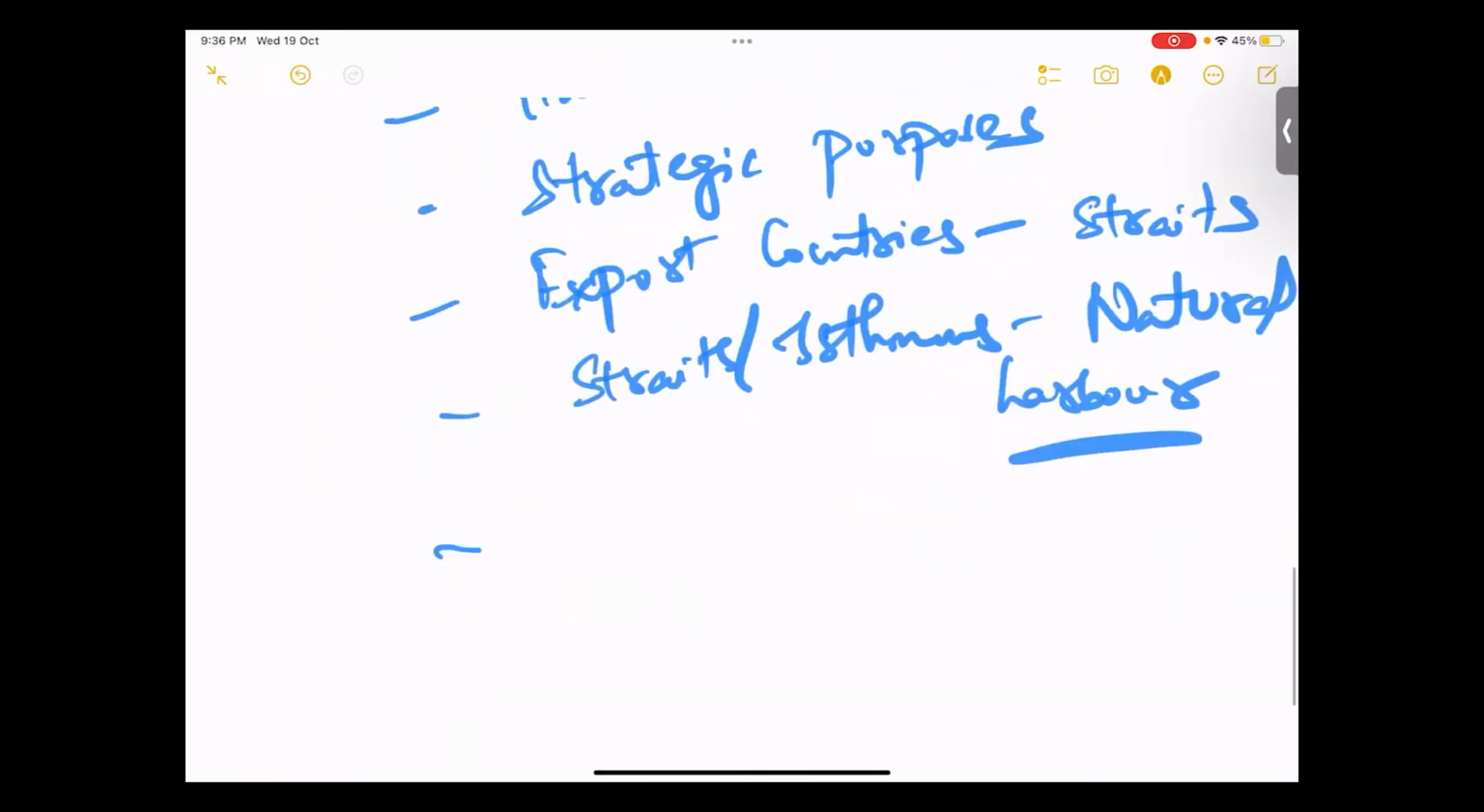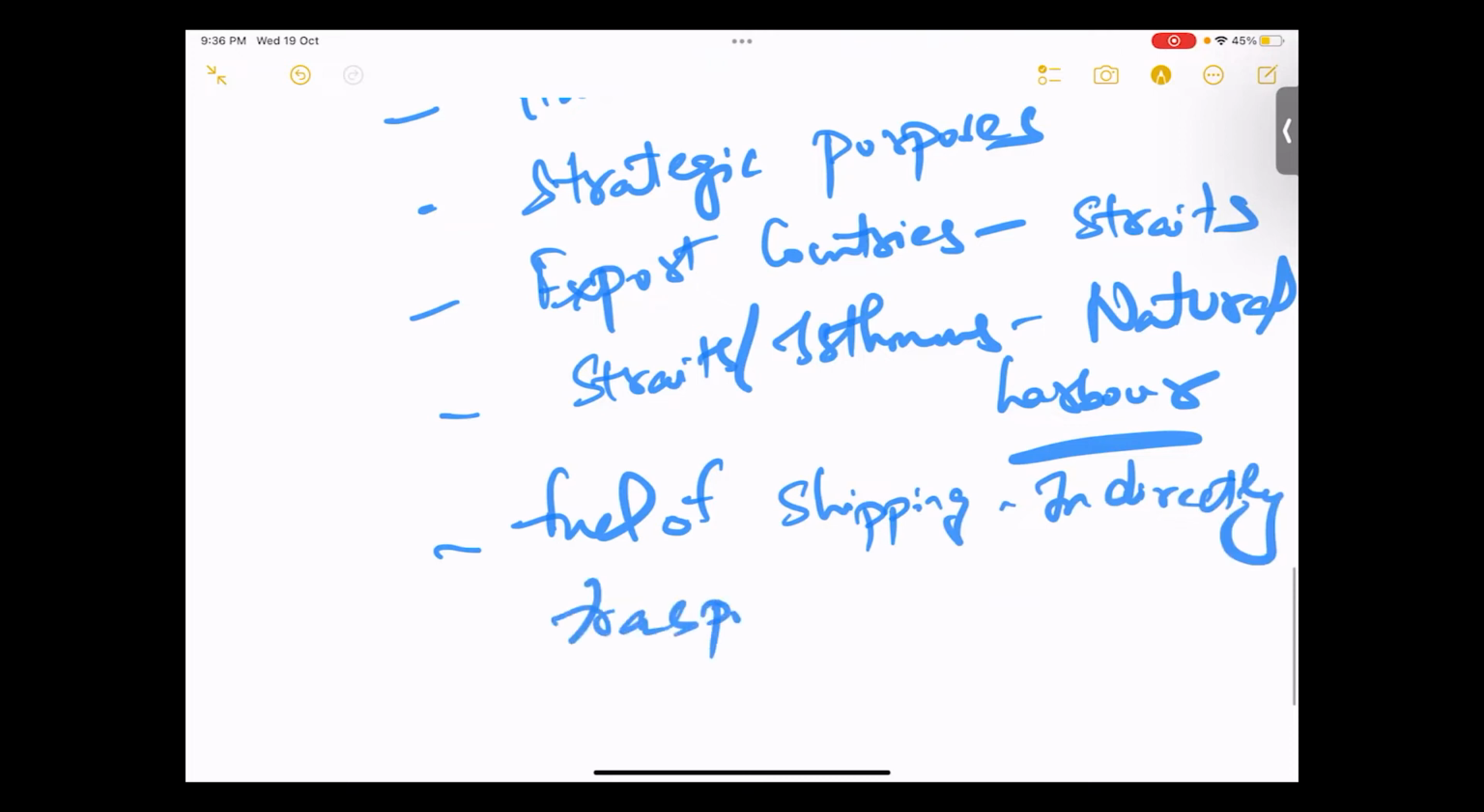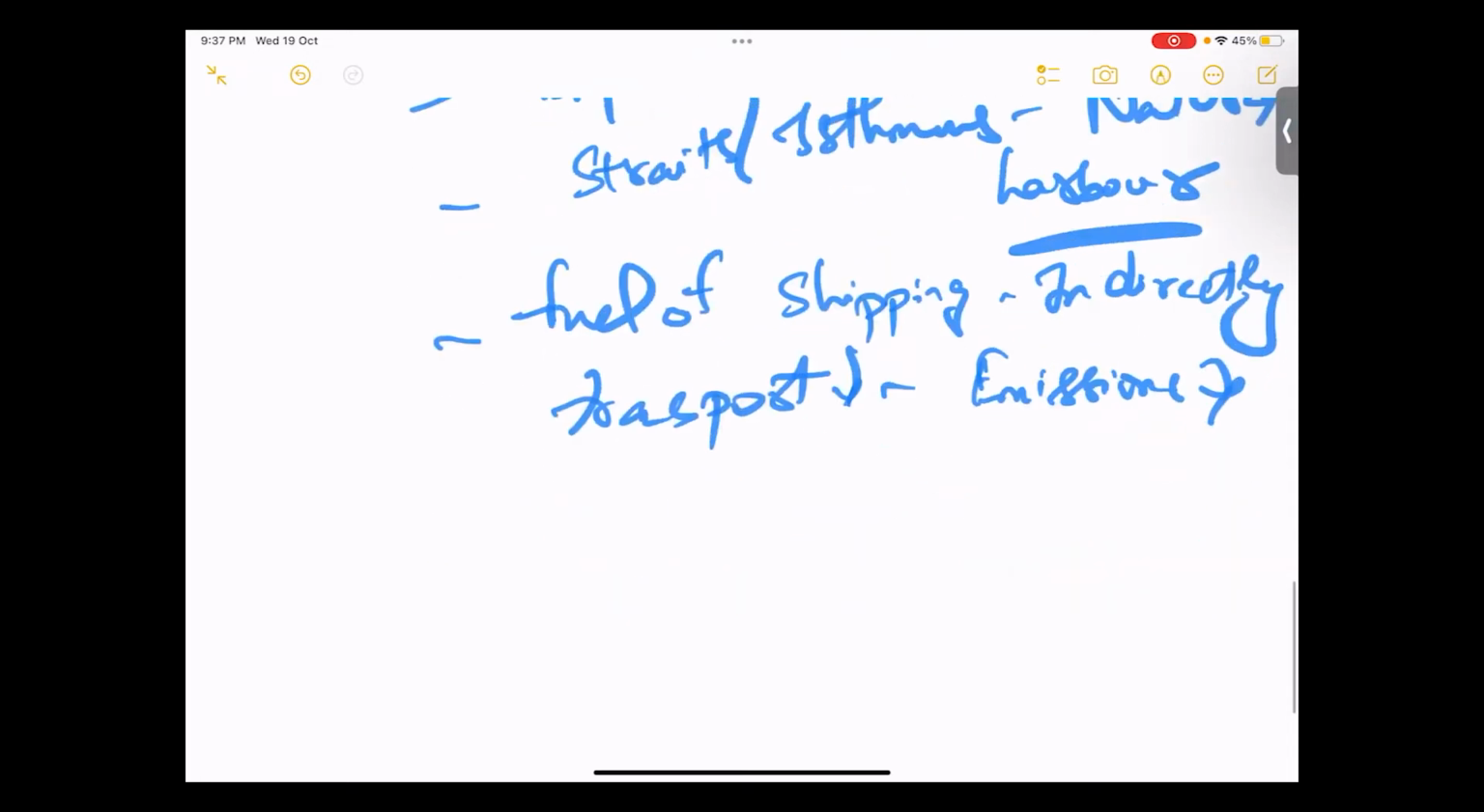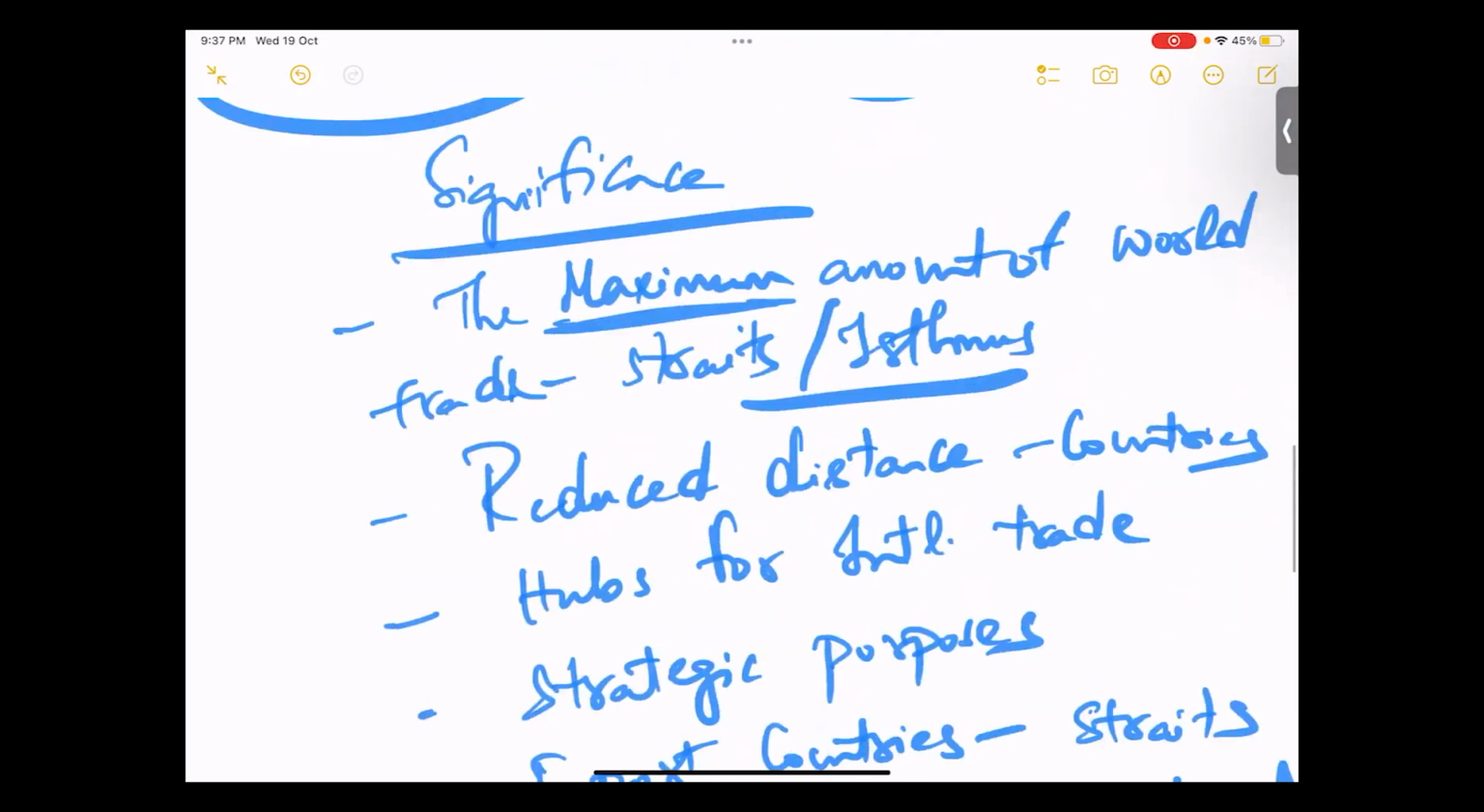So they reduce the fuel of shipping and hence indirectly save transport cost, and then reduce the emissions to a certain extent. And then sometimes this can also be fishing grounds. So these are some of the important significance of these straits.